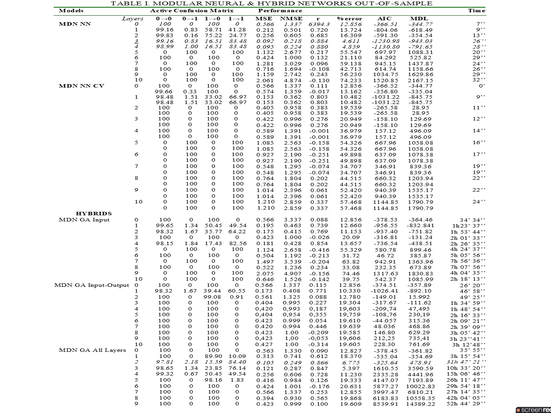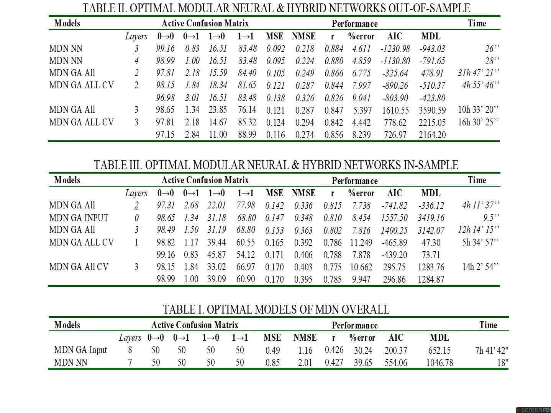This is table number 1. You see the vastness of our different models. And here are table 2 and 3 with the optimal hybrid classifiers and their characteristics and results.